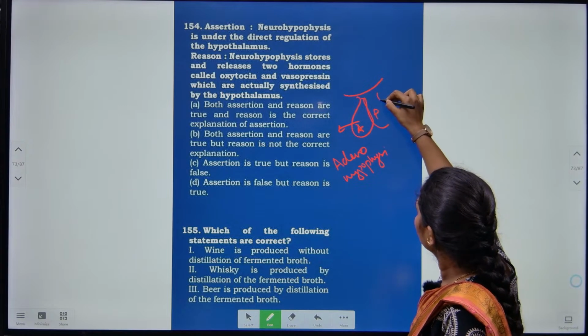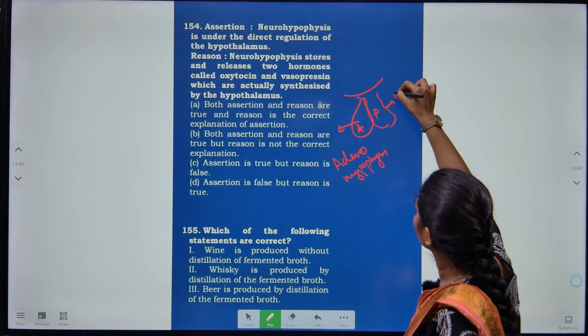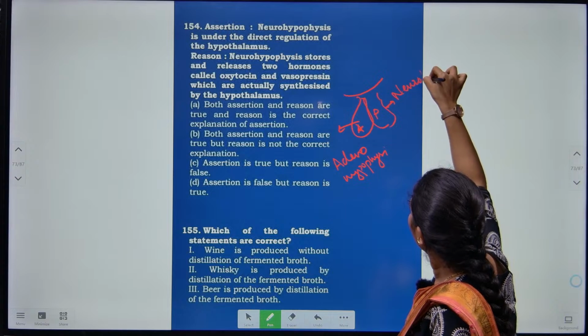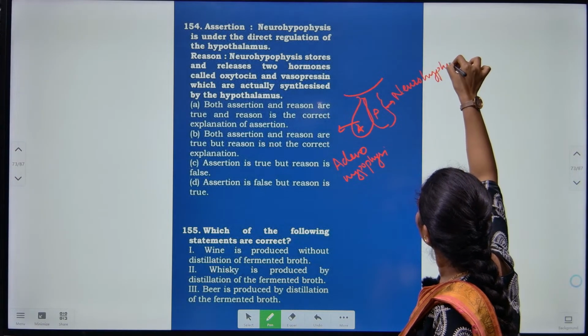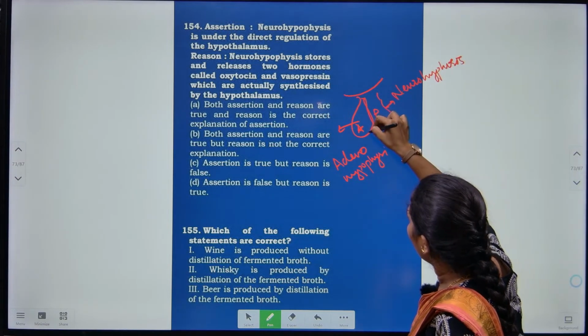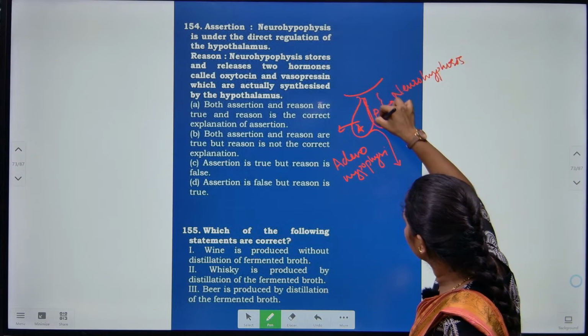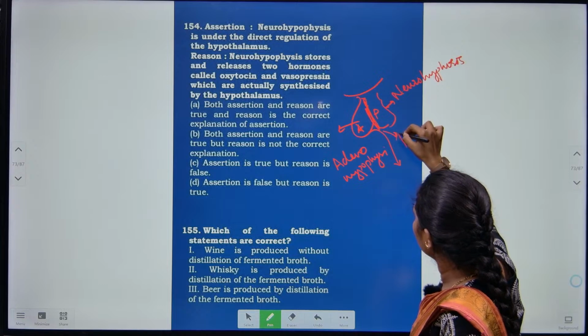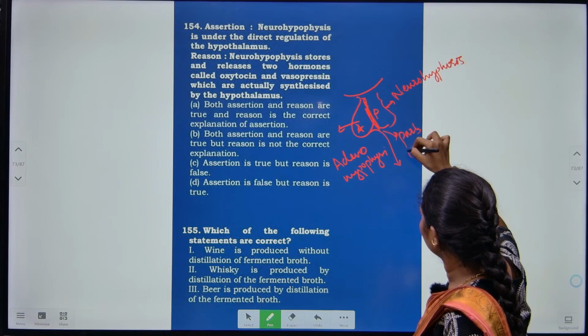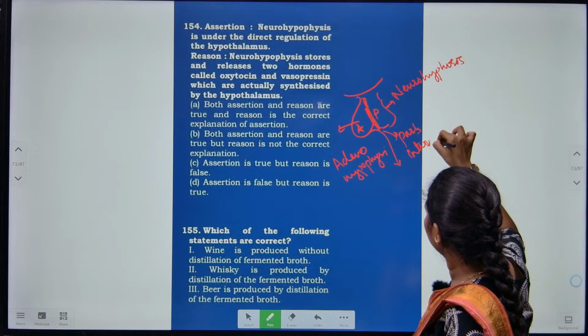The posterior pituitary is called what? It is called neurohypophysis. Now the anterior pituitary is going to secrete, and between the anterior and posterior there is a medium called pars intermedia here.